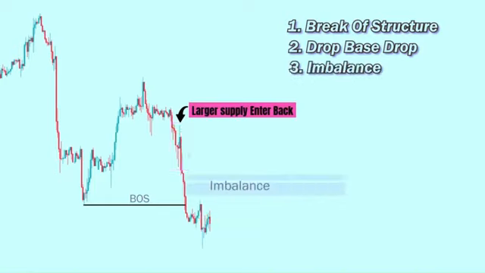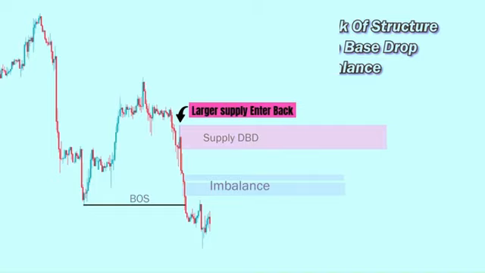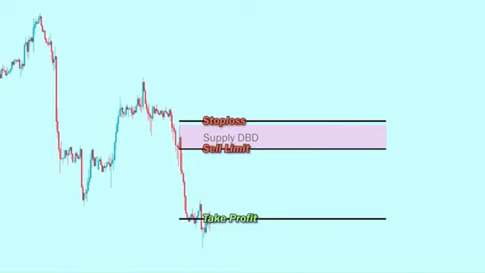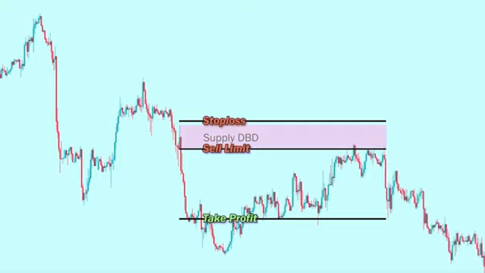Therefore, we will mark this green candle as the base candle, as significant supply enters from this base area. We will enter a sell limit order in this DBD area, and for the stop loss, we will place it slightly above the base area. The target profit will be 75% of the distance from the lowest point before the price reverses towards the DBD area. This trade ends with a profit.